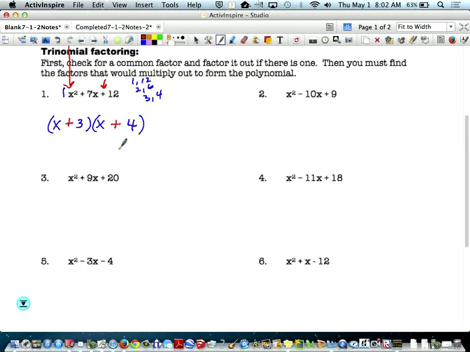And that is the factoring. Those 2 things multiply to get me back to the quadratic. Given the quadratic, can you come up with the 2 factors? We want the ability to go back and forth. Okay?